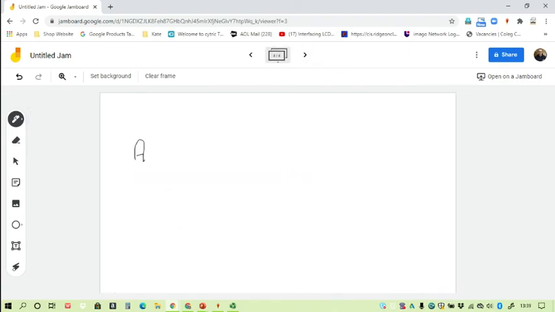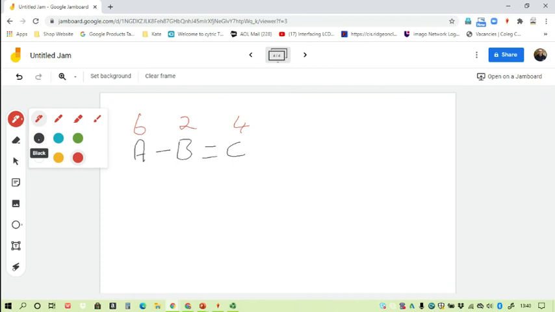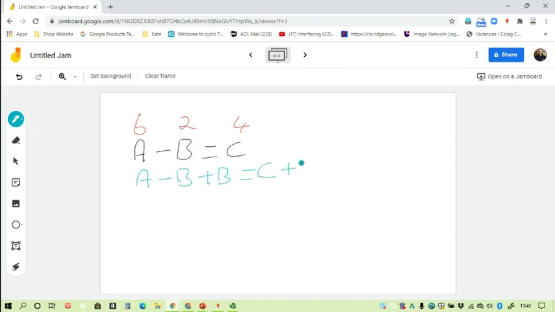So this time A minus B equals C, and I'm going to get my red pen again. So let's go 6 minus 2 equals 4. This time I'm going to find out what minus B is. Okay, so this time I'm going to transpose it by adding a B. The equal and opposite is plus B equals C plus B.